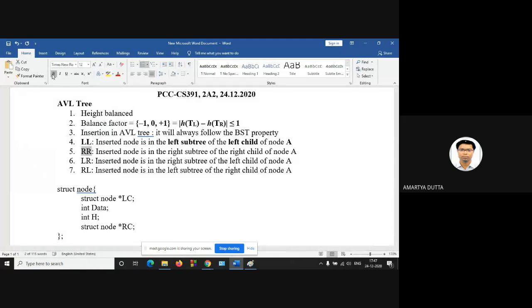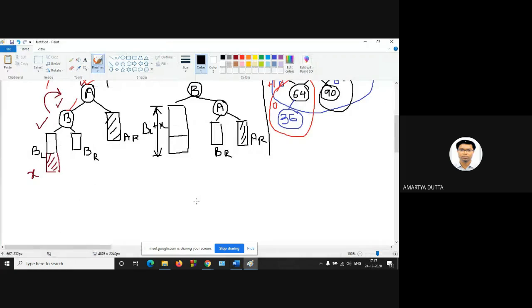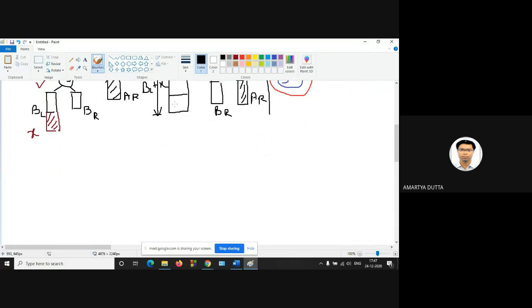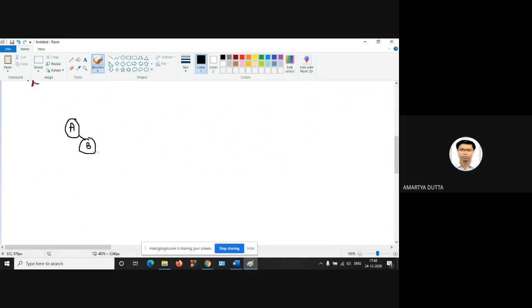RR rotation means the inserted node is in the right subtree of the right child, the right subtree of the right child of node A. First of all, let this be your A, and this is node B, and this is your BR, and this is your BL, and this is your AL.